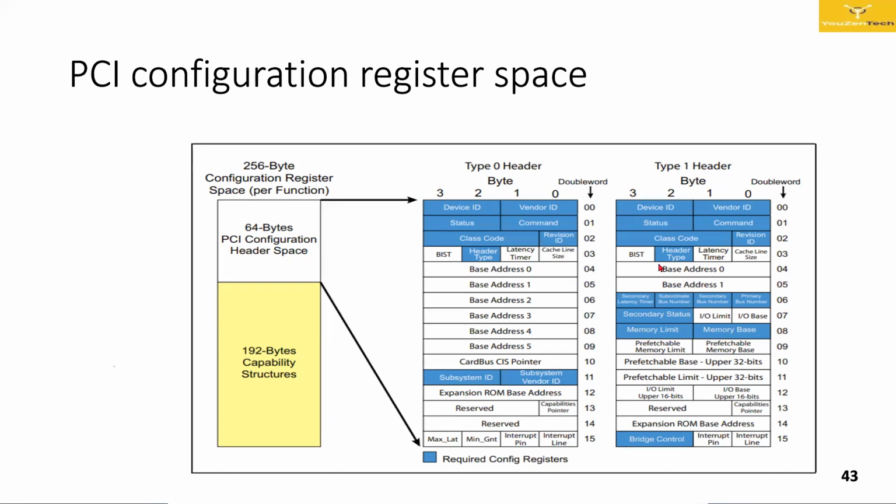Yes, 8 functions are possible in Gen 3. Sure, it can be a multifunction device, and in implementation all 8 functions can have a configuration space of 4 KB. Everyone has a configuration space.